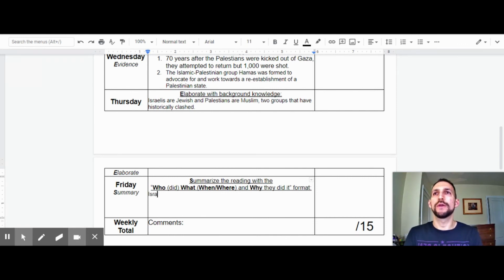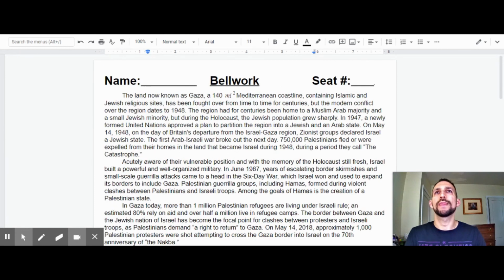So the Israelis, what did they do? We can look back at the reading for a refresher if we need to. So a Muslim Arab group and a Jewish group. Jewish population grew. Britain created two states. Then a group declared Israel a Jewish state. They fought a war, and Palestinians were expelled, kicked out, or fled from their homes. And that land became Israel.